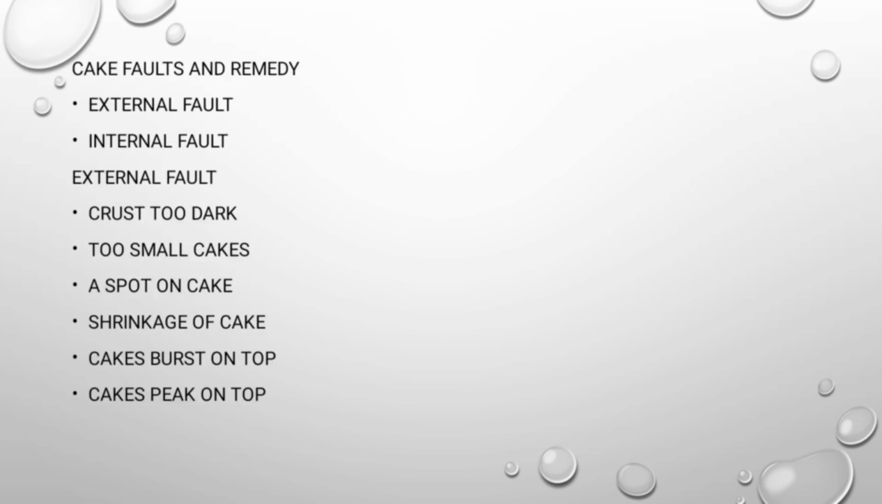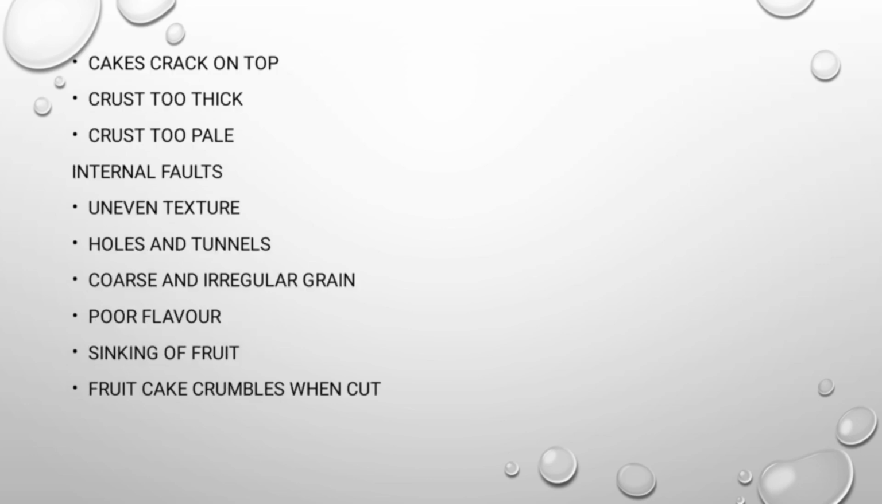Cake faults and remedies. There are two kinds of faults that have been observed: one is external fault and another one is internal fault. External faults include crust too dark, too small cakes, a spot on cake, shrinkage of cake, cakes burst on top, cakes peak on top, cakes crack on top, crust too thick, crust too pale.